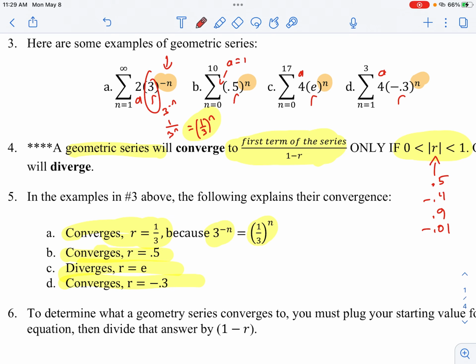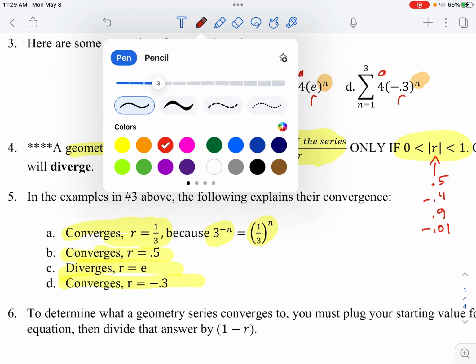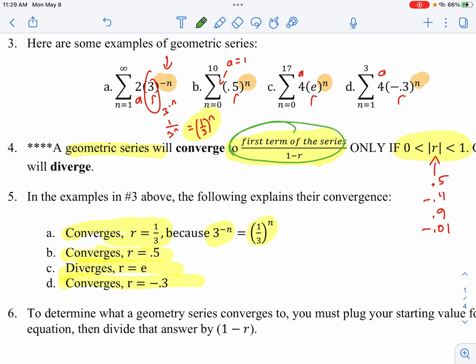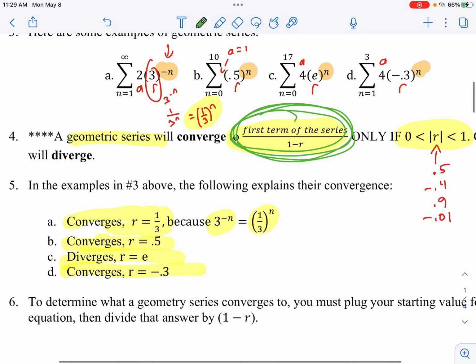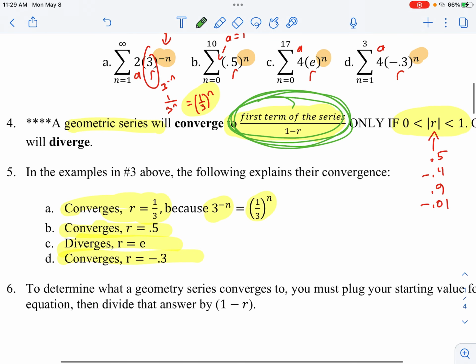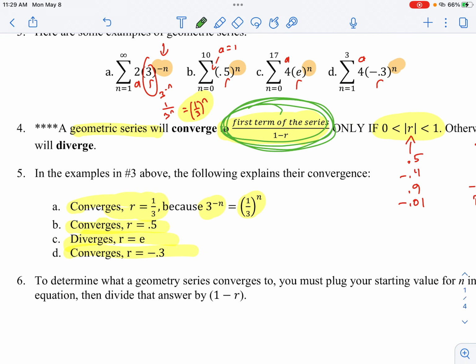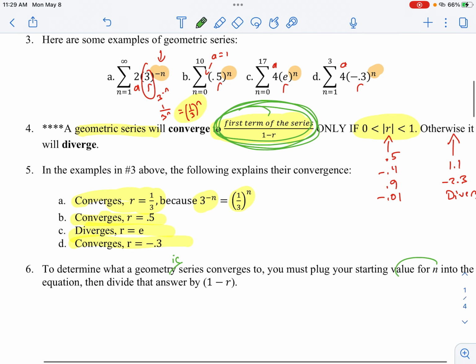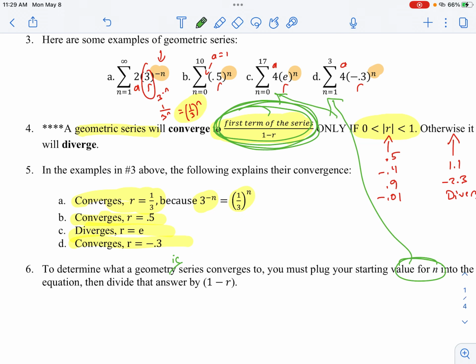And I kind of skipped over this, so I'm going to circle this now. Let's use this green color. It will always converge to the first term of the series divided by 1 minus r. That's written down here in number 6. To determine what a geometric series converges to, you must plug in your starting value for n. That's why it's important. I'm going to point up here. You've got to look at where we start.